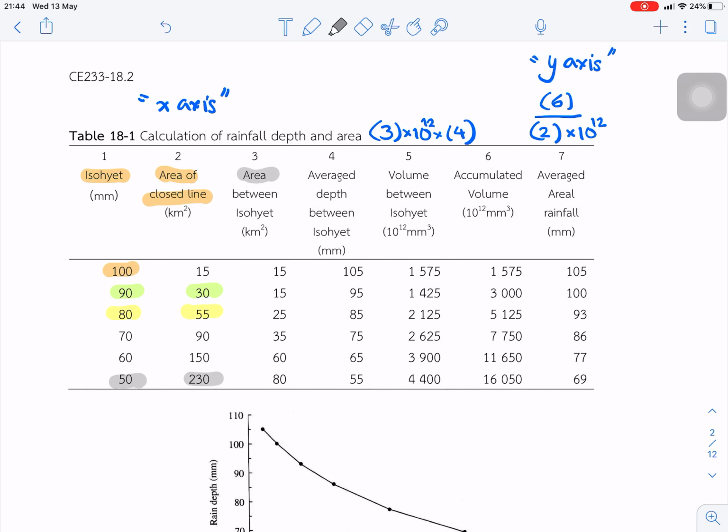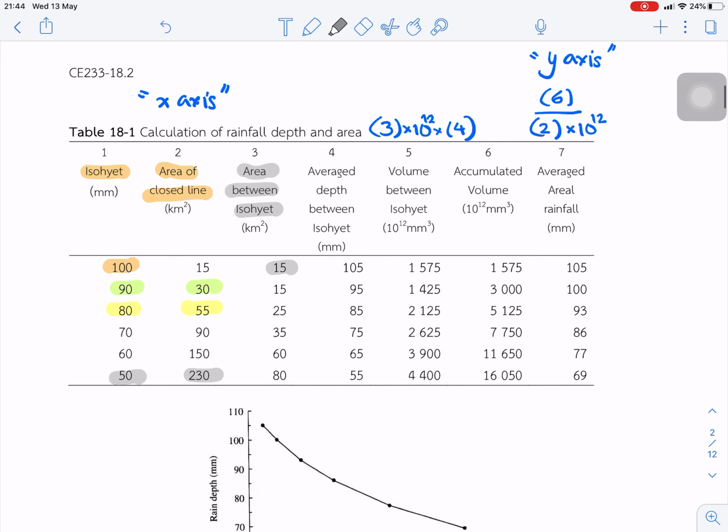Next we find the area between the isohyets. Then in the fourth column we find the average depth of the isohyet, so we just take the average. Let's say from 50 to 60, 60 to 70, the mean is 65. That's just the average depth of rainfall. In column 5, we find the volume of rainfall from column 3 multiplied by 10 to the power 12 to convert to cubic millimeters, times the area, times the depth. So column 3 times 10 to the power 12 times depth, we get this volume of water.